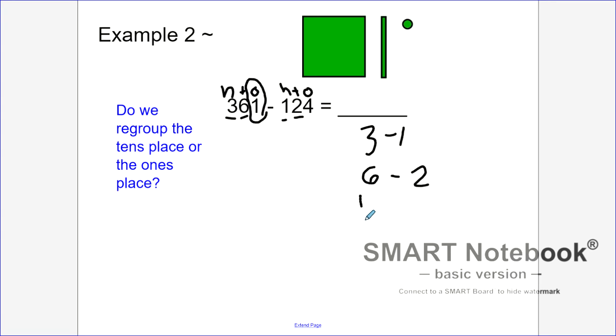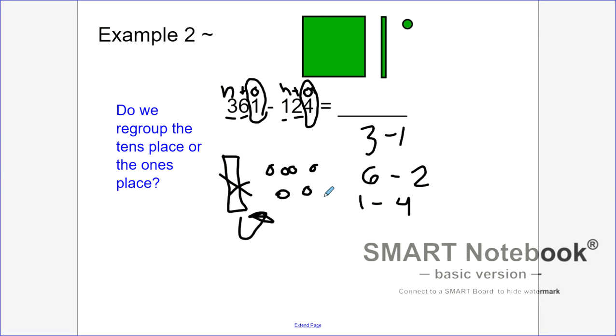I only have 1, but I'm asked to subtract 4. In order to do that, I'm going to have to take a 10 and turn it into ones. So I take a tens block and change it to ones. Let's see how that looks in action.